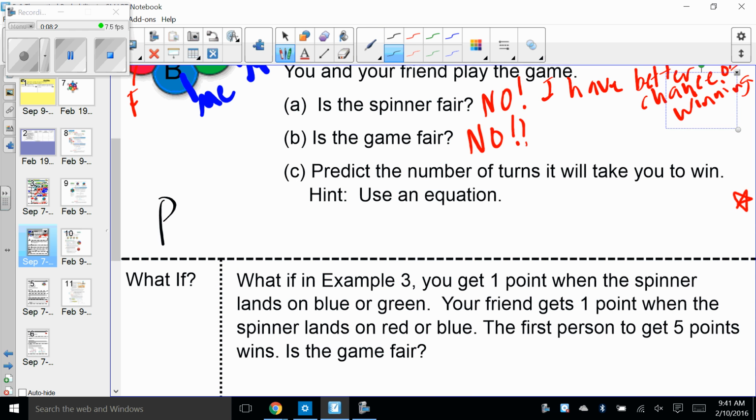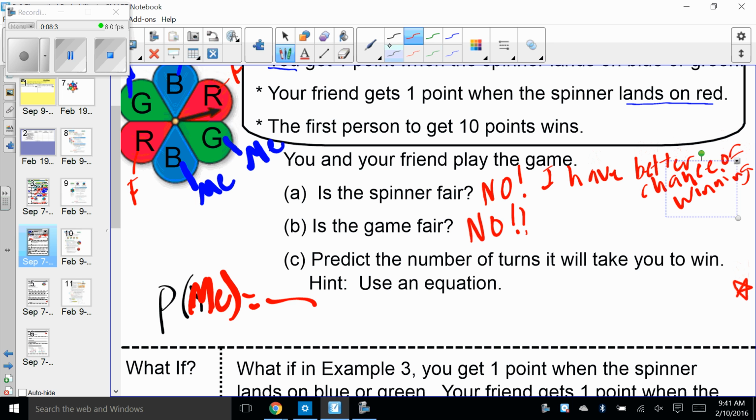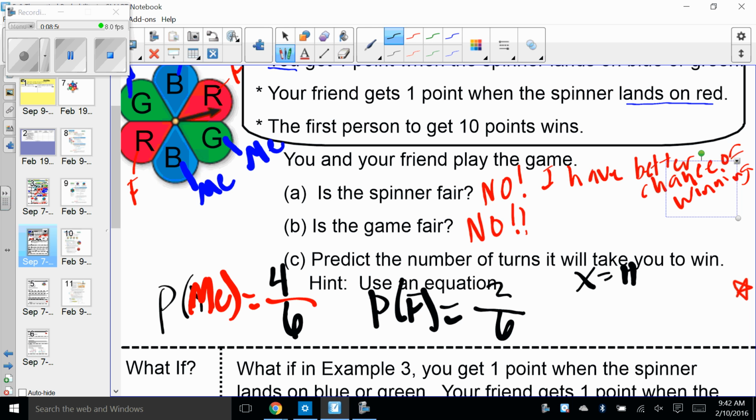Let's talk about the probability that I win. Let's say me. I have 6 sections up there, and I win if I land in blue or green. So 1, 2, 3, 4. 2 blues, 2 greens. I have a 4 to 6 chance of winning. The probability that my friend wins if they land on red is 2 out of the 6. So clearly I have a better chance of winning. So using an equation here to figure out how many times it would take me to win would be this. If I'm going to need 10 points, I'm going to say X is the number of times to win.